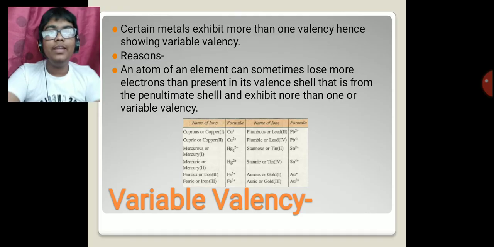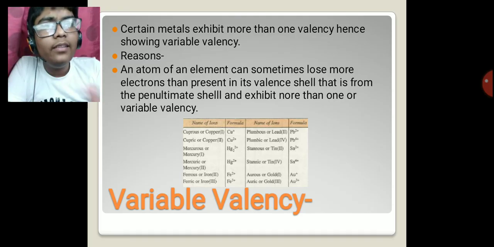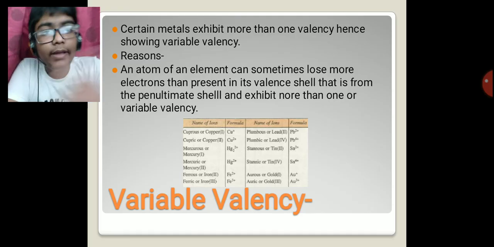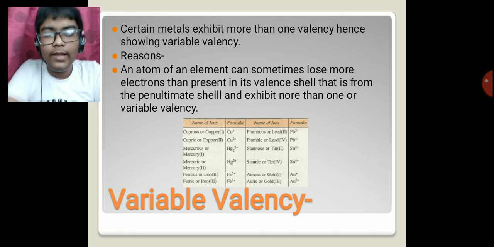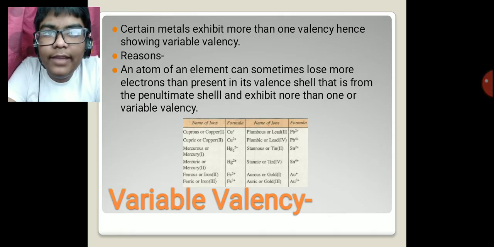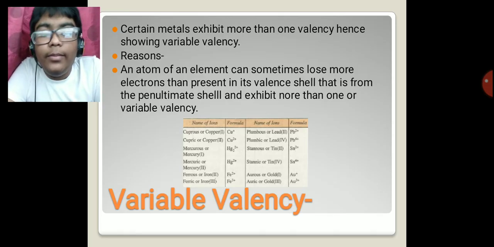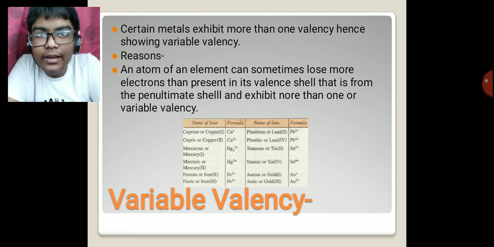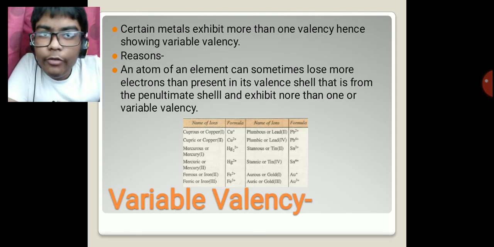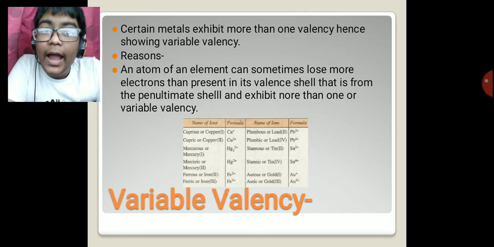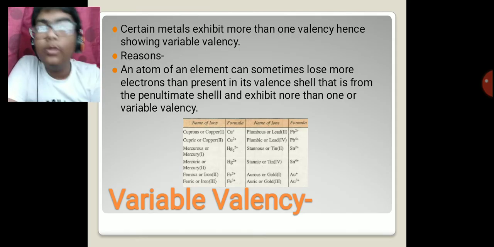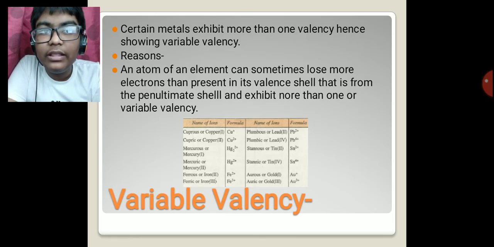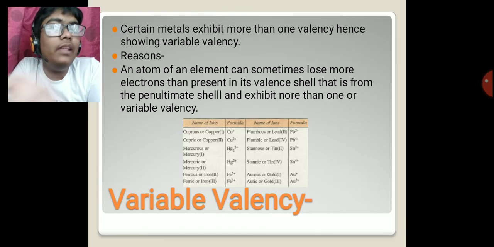Variable valency. Certain metals exhibit more than one valency. That is called variable valency. Why is this variable valency seen? Because sometimes, when a lot of energy is there in an atom, it loses electrons from the valence shell, and one electron jumps out from the penultimate shell, that is the second last shell, also. Therefore variable valency is seen.